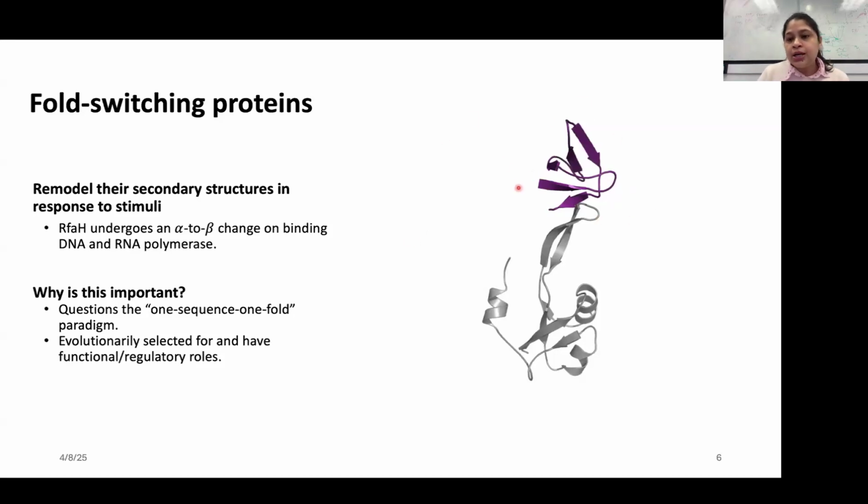to its partner. And why is this important? Because this particular phenomenon questions the one sequence, one fold paradigm. And I want to impress upon this, and I will get back to this point many times during the presentation as well. These are evolutionarily selected for and have functional and regulatory roles.